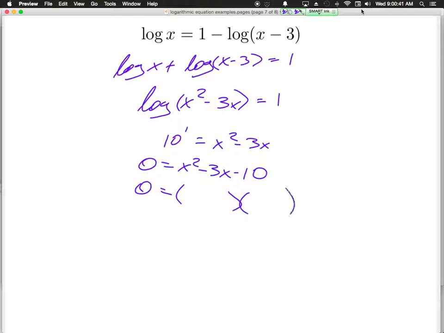So somebody read that for me. Factors of 10, subtract to get 3. 5 and 2, and it says signs are different. Biggest one is negative. So we like x equals 5 and negative 2. Do we like both of them? We don't like negative 2. We only like 5.